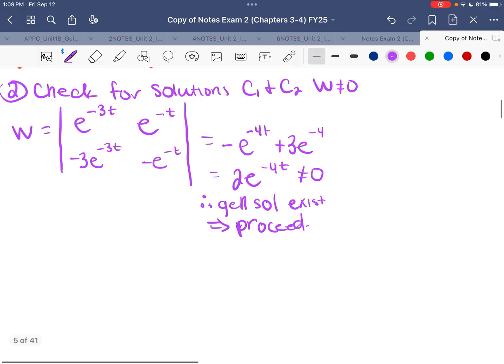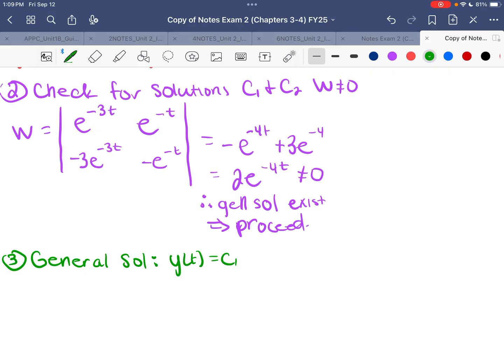Alright, then we want to set up our general solution. Remember, in the general solution you're saying C1 y1 plus C2 y2. So our general solution here is C1 e to the negative 3t plus C2 y2. And we also want to find its derivative, so that we can start doing the fundamental set of solutions.